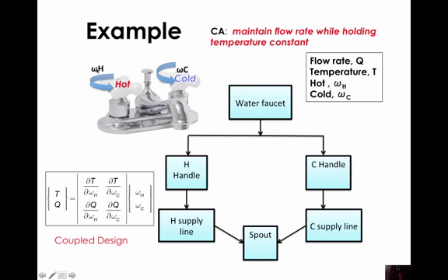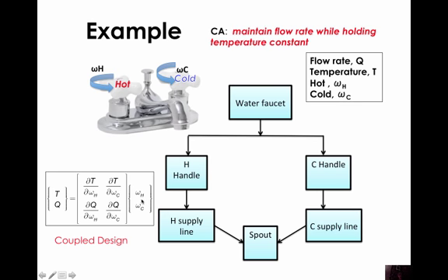Well, the rotation I'm representing with this omega H and omega C. So the design matrix looks like this. Again, our functional requirement is to control temperature and flow rate. And so I look at the partial derivative of temperature with respect to how I change the angular orientation of the hot water faucet. And then I also look at how changing the angular orientation of the cold water faucet impacts those things.